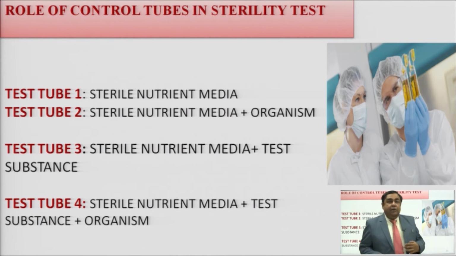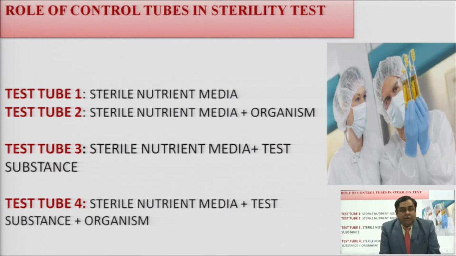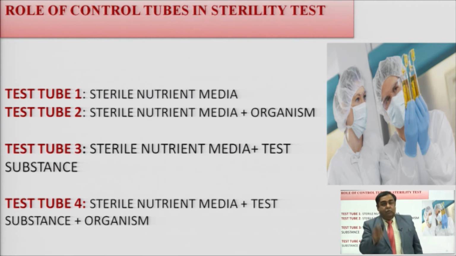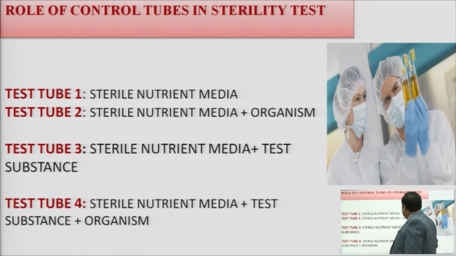You have to compare test tube number 2 and test tube number 4. If test tube number 2 is turbid, it means the media is complete, there is no problem as far as the media is concerned. And if test tube number 4 is clear, that is, test tube number 2 turbid and test tube number 4 clear, it means that the test substance has antimicrobial property, due to which the organisms were inhibited to grow. That is the reason why you have to first deactivate, neutralize the test substance before you carry out this test.